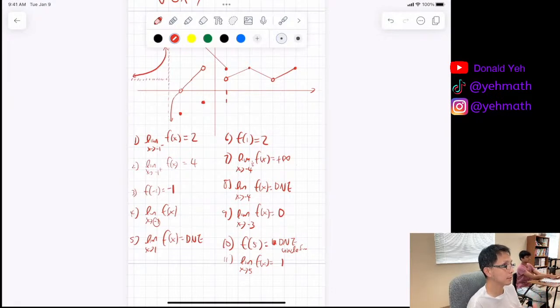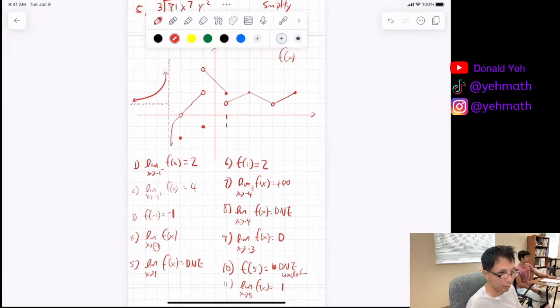Yes, Omar? What if it's the opposite? What if we want to find the limit and it's a closed circle? Does that matter? It doesn't matter, because let's just say the limit as x approaches 3 in this case is going to be 3. No, the limit as x approaches 3 is not 3, sorry. It's 2. But f of 3 is also 2.